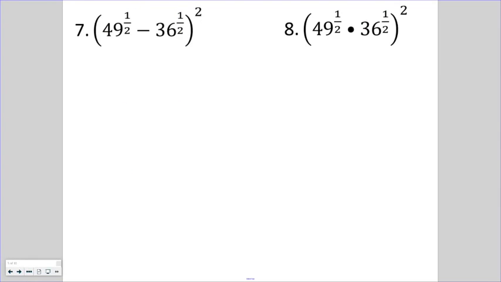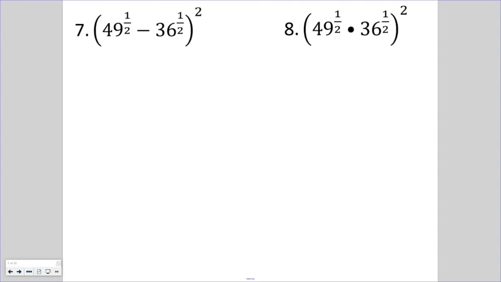Number 7 is where things get a little bit more complicated. In the case of number 7, we are not allowed to distribute this 2 to both things, right? That's like saying (x + 1) squared. We're not allowed to distribute that 2 and make it x squared plus 1. It doesn't work like that when the terms are being subtracted or added together.